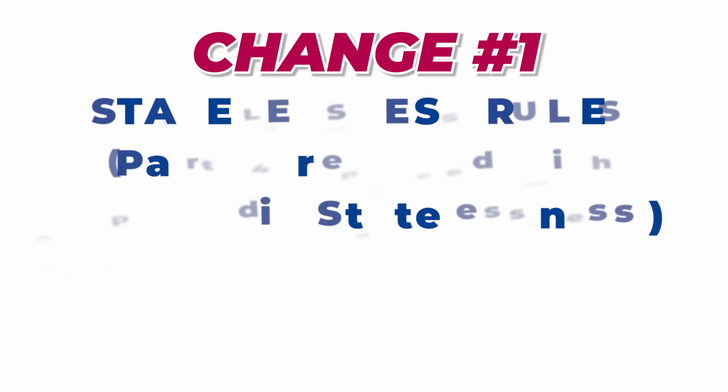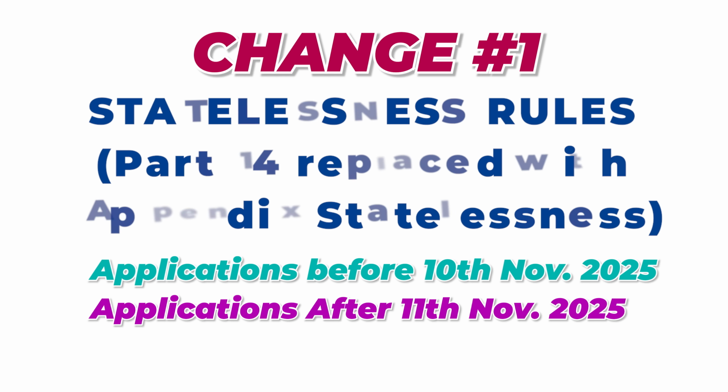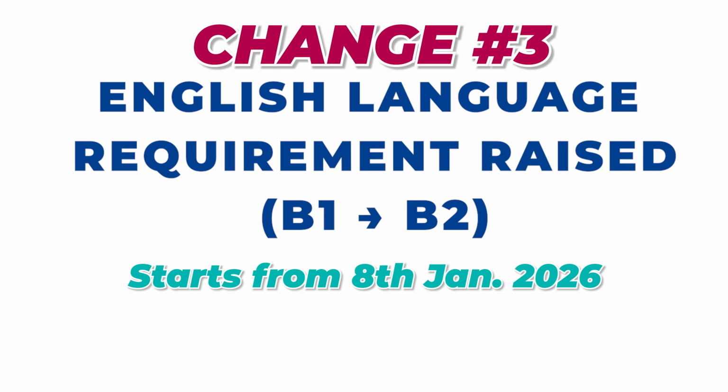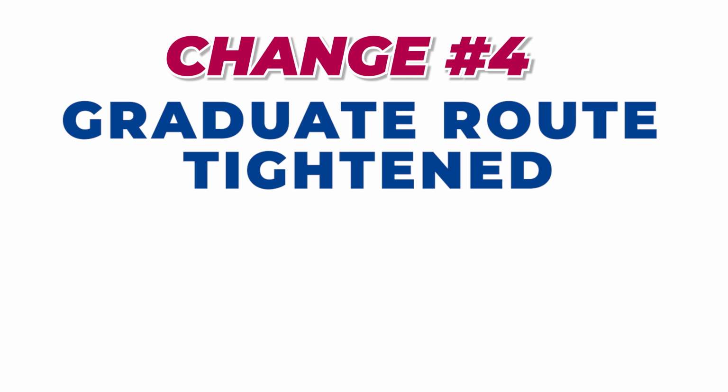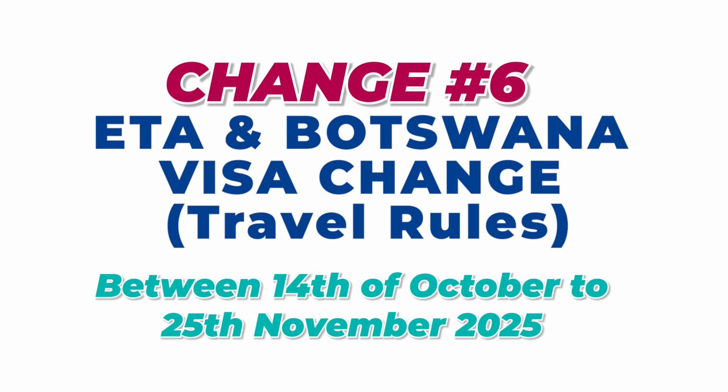Before the recap, I'm just going to leave the transitional period for all the major changes that I mentioned on the screen. So remember, for the statelessness people, applications before 10th November 2025 will still fall under the old part 14, and applications made after 11th November will now have to meet the new appendix requirements. English language requirements now B2. B2 now applies to new applicants from January 8th 2026 onwards. Then the graduate visa route, reduction to 18 months only for applications after 1st January 2027. And the Botswana ETA change, 6 weeks grace period between 14th of October to 25th November 2025.